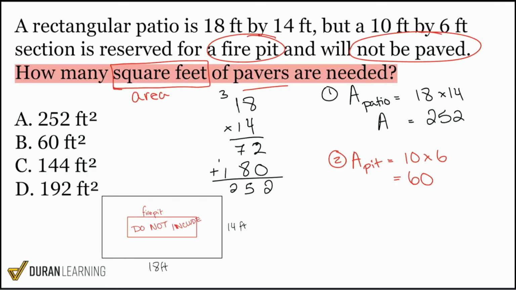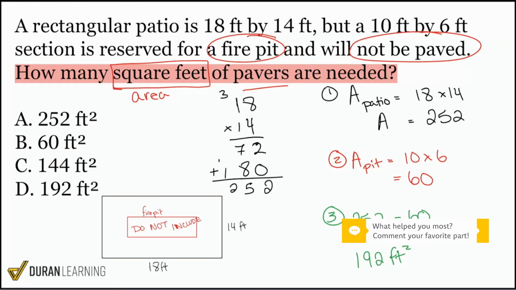And now the last thing we need to do is subtract. Don't get confused. Don't get tricked. Yes, we see 252 right there, but we are not done, because we wanted to take the difference of the areas. That's step 3. 252 minus 60 gives us 192 square feet. And that's the correct answer here, answer choice D. And there we go. Bingo. All good.